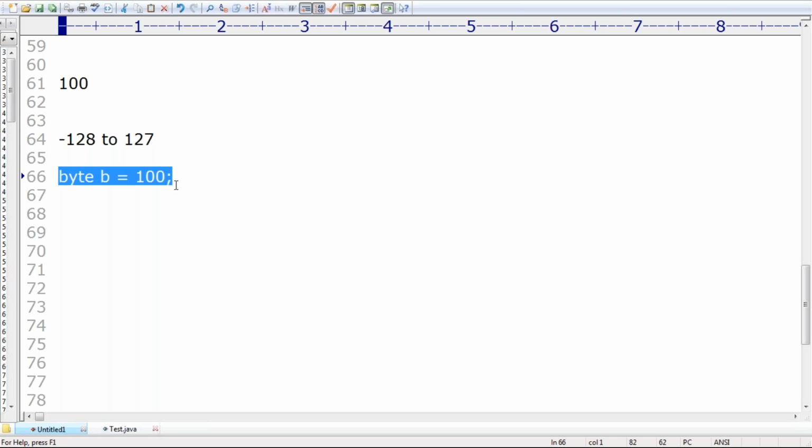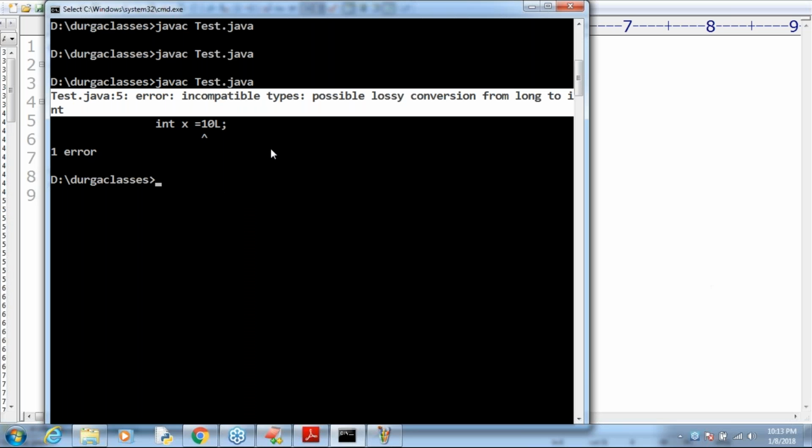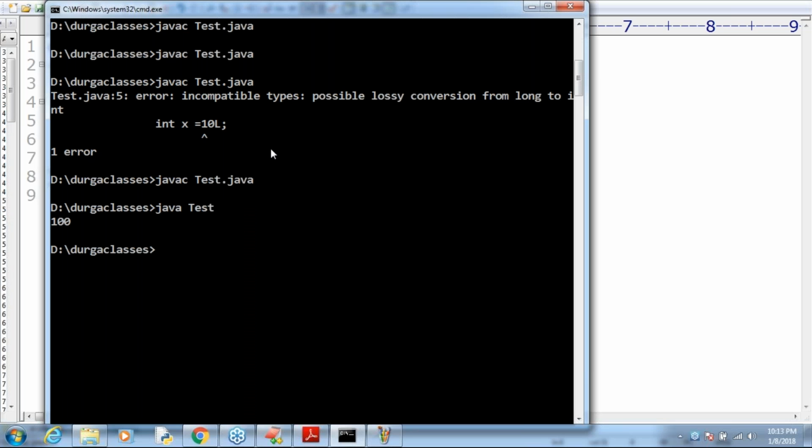Allowed, no problem at all, sir. Valid, man. If you want, you can take byte b = 100. Now System.out.println of b also. If I take it like this, just observe that happily 100 is the value we are going to get.